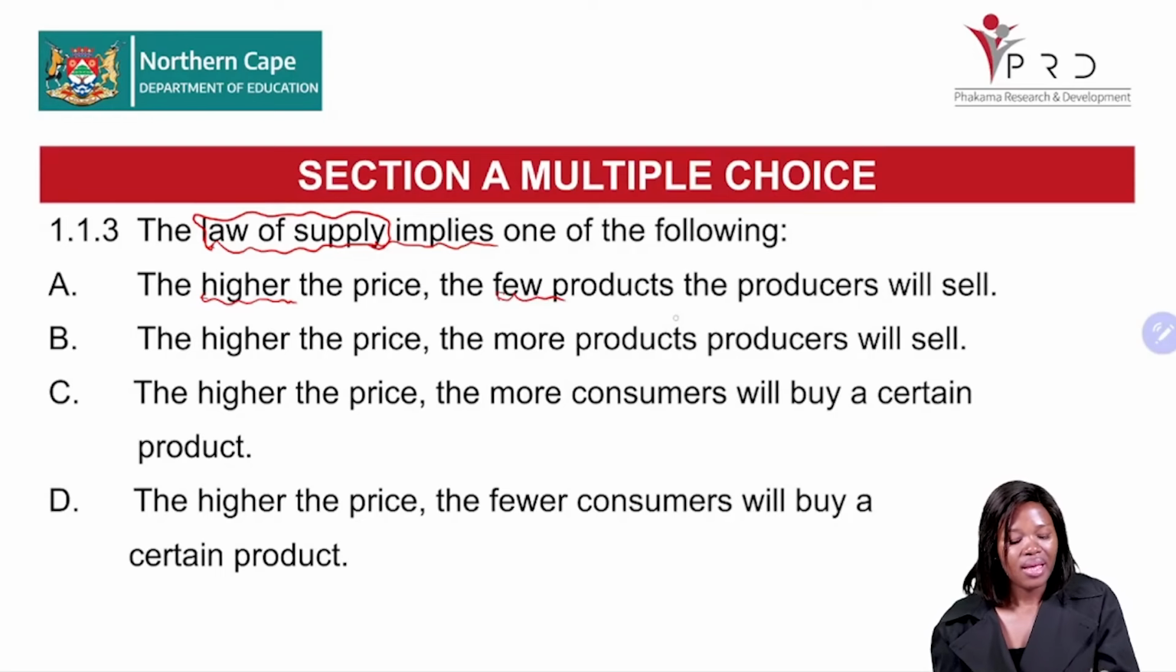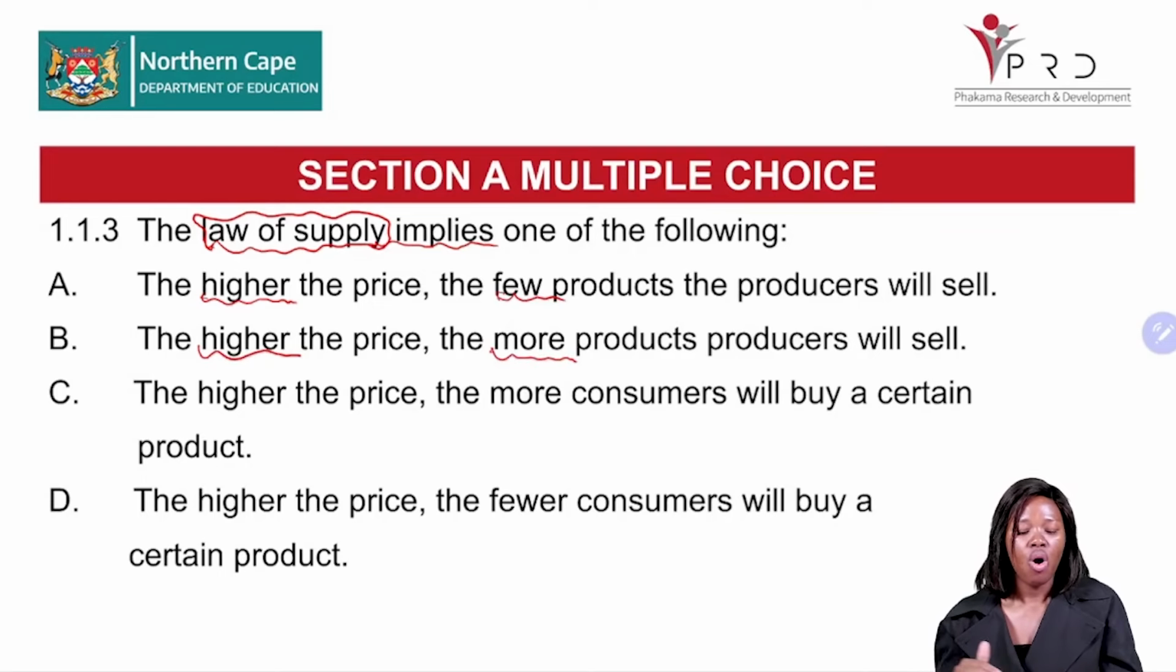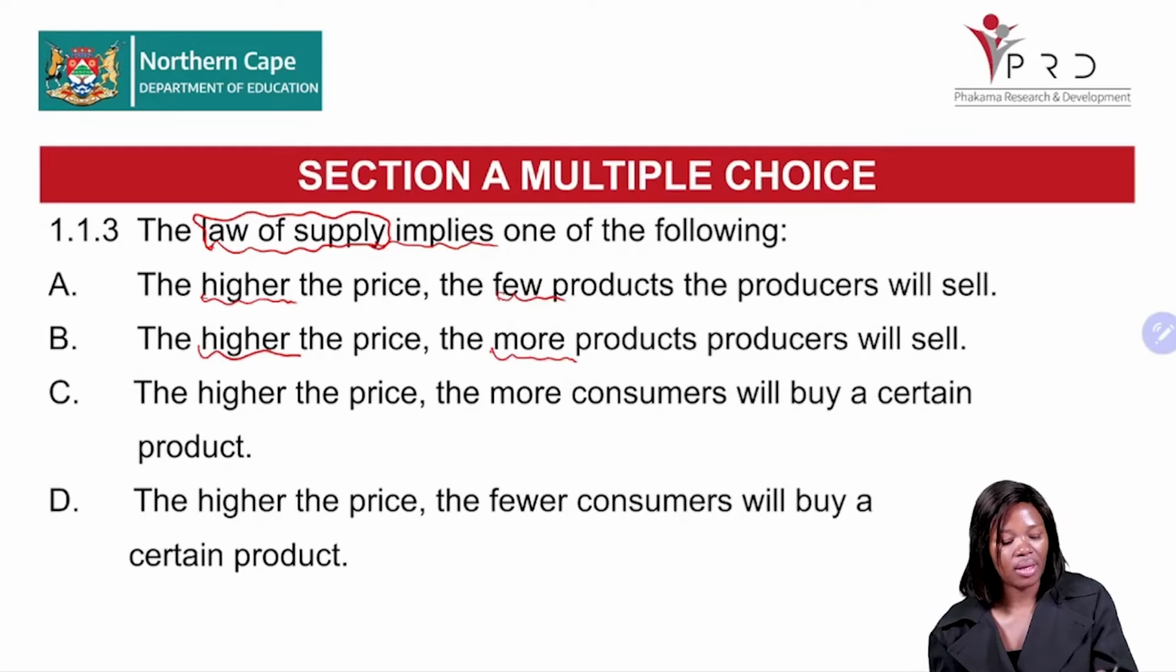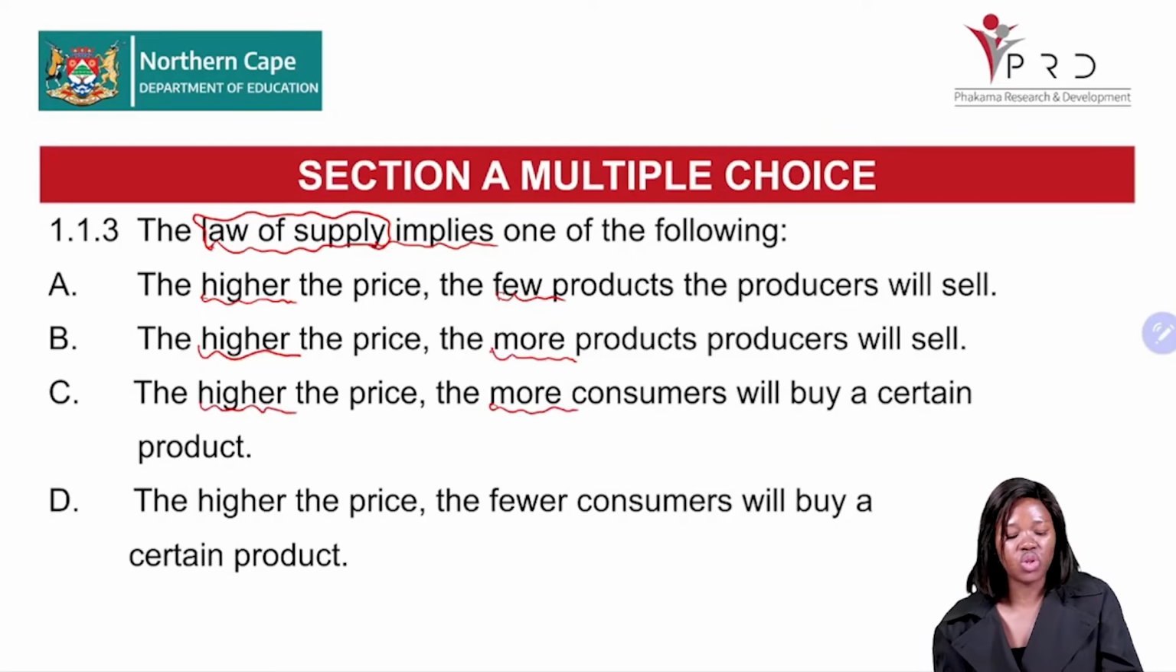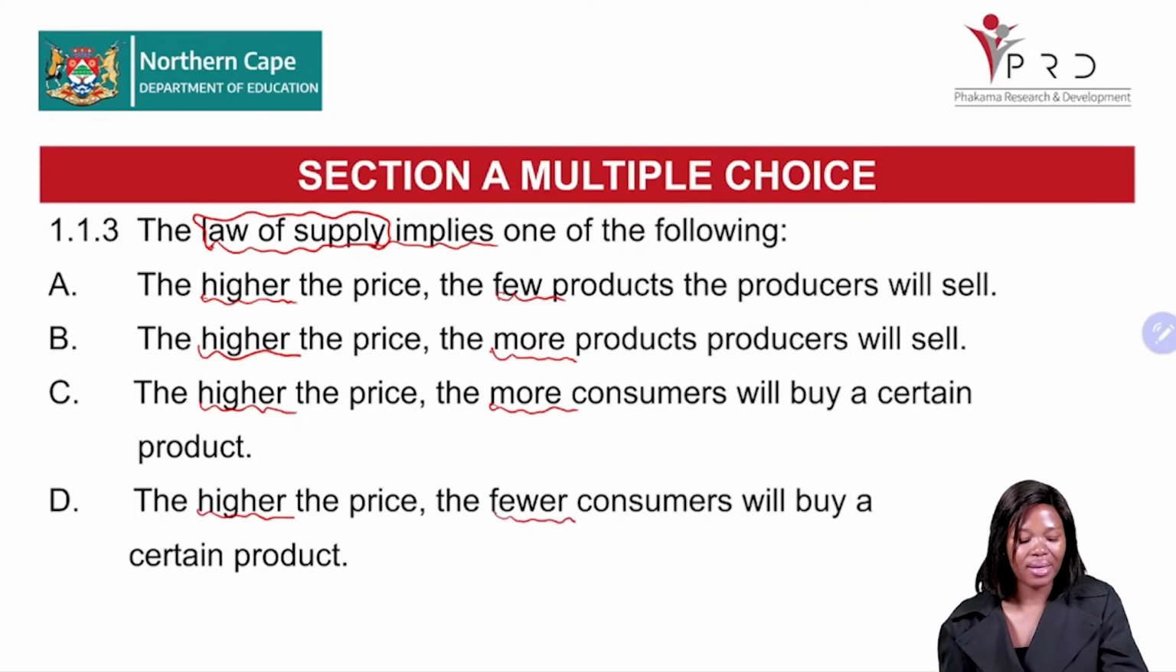Option B, the higher the price, the more products producers will sell. Option C, the higher the price, the more consumers will buy a certain product. D, the higher the price, the fewer consumers will buy a certain product.